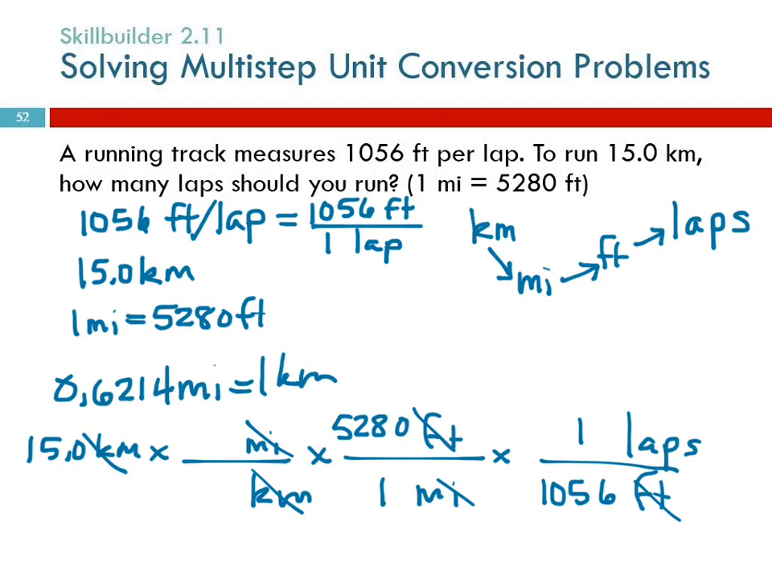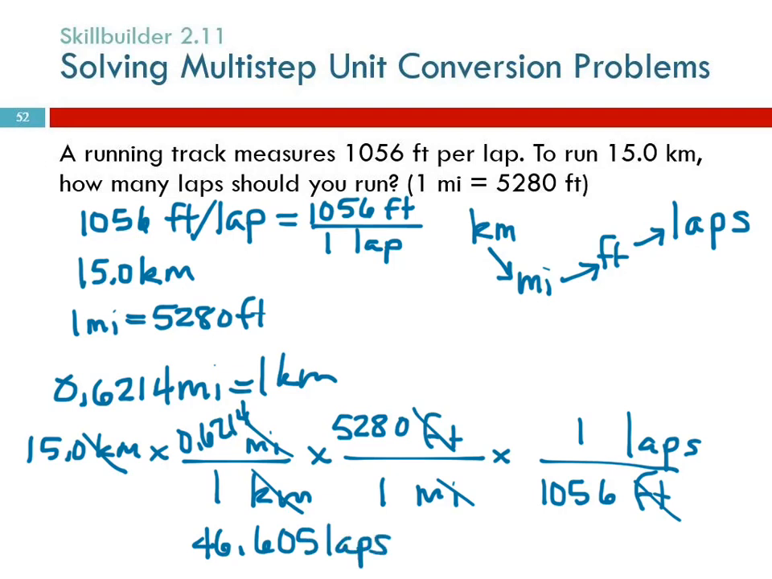And then 0.6214 miles, 1 kilometer. So 15 times 0.6214 times 5280 divided by 1056 equals 46.605 laps.